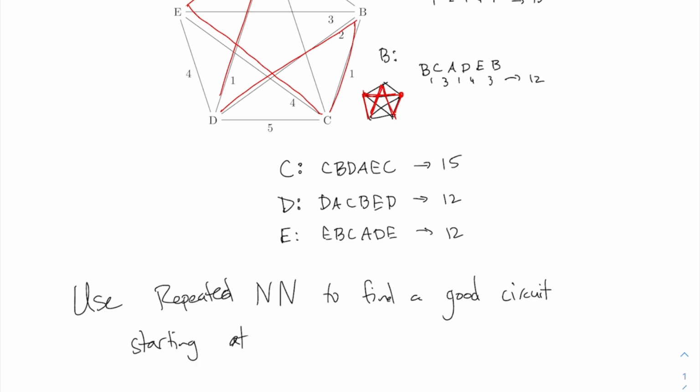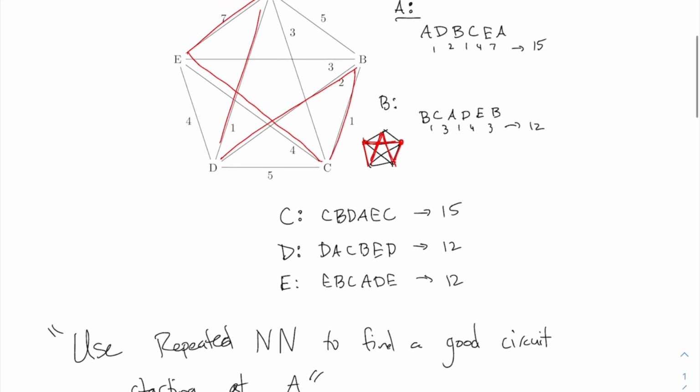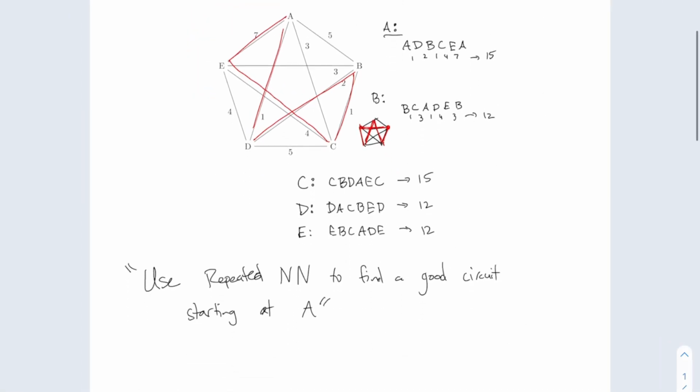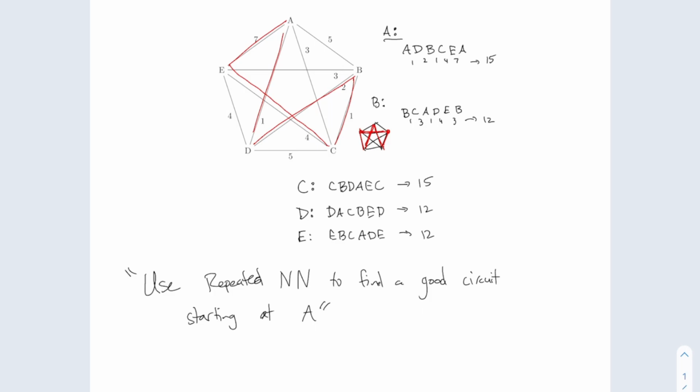starting at A. What if I said this? Now this is a little weird. This is a question that I always put on the homework and people get confused about this because I said use the repeated nearest neighbor. That means you go through and do this for all the different starting points. And then I said find a good circuit starting at A. Using the repeated nearest neighbor means you have to do all of these.